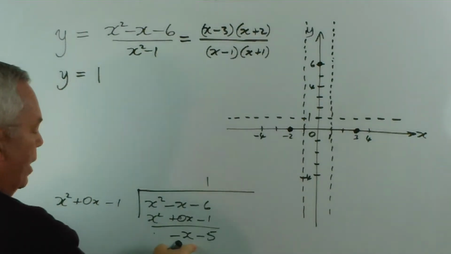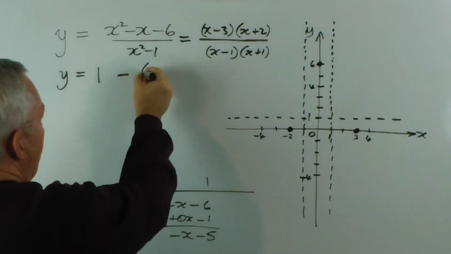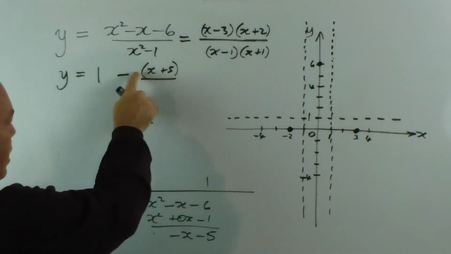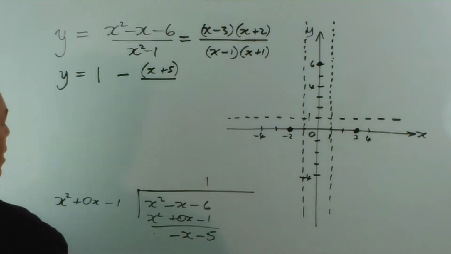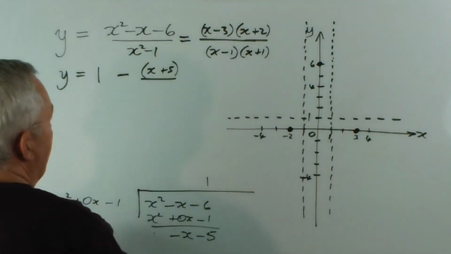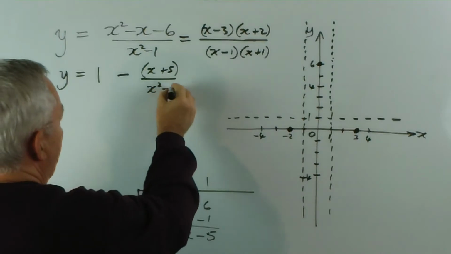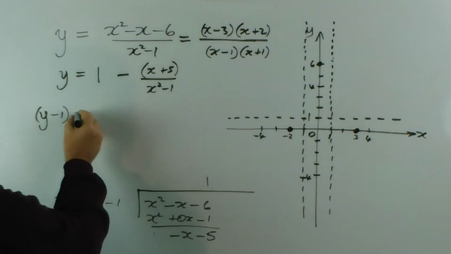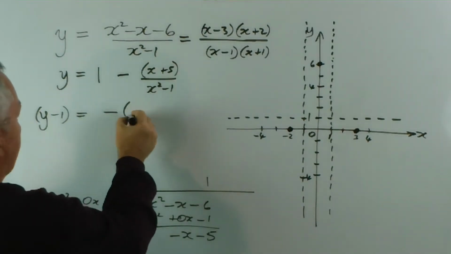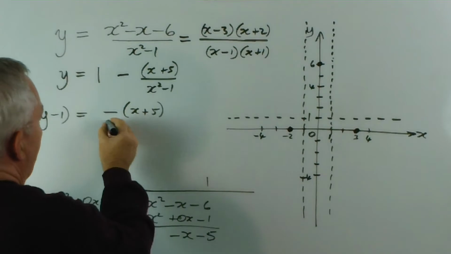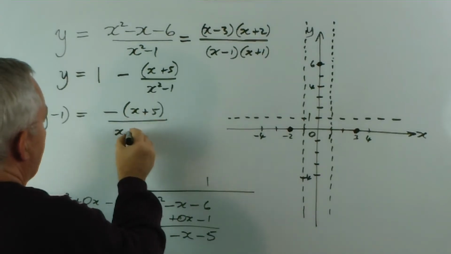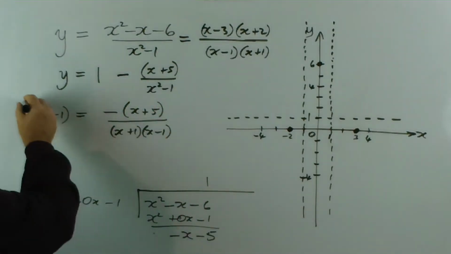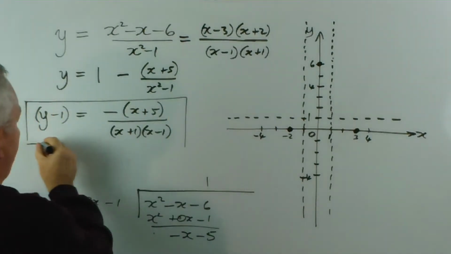with this remainder. Now I'm going to take the minus sign out the front. Minus x and minus 5, and it's divided by x squared minus 1, bringing the 1 over with the y. And I'll get minus x plus 5 over, I'll put x plus 1, x minus 1. I'll just factorise that.